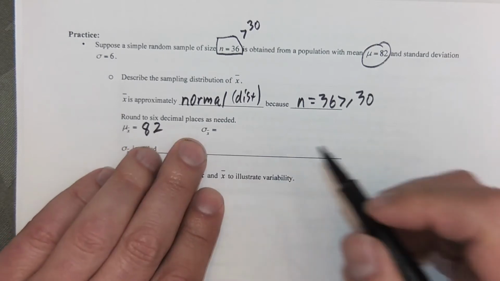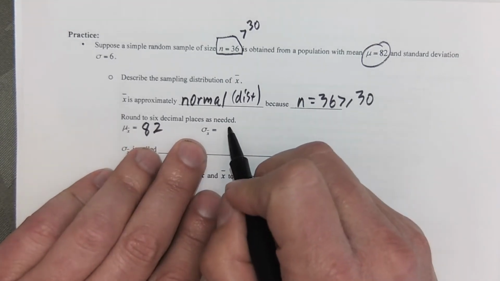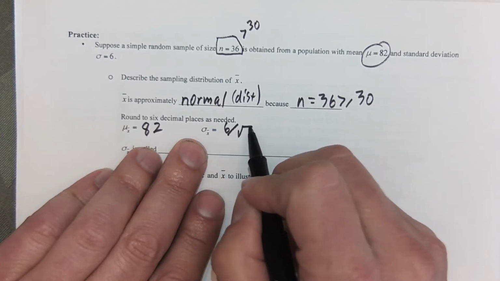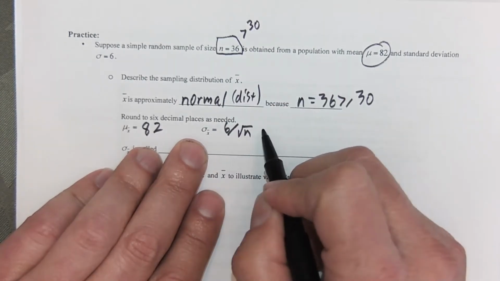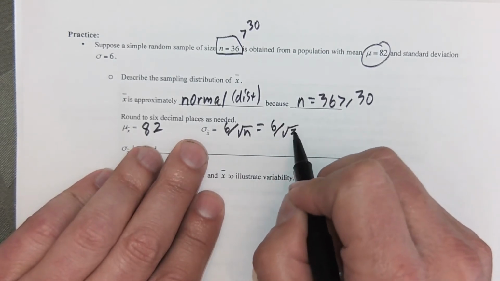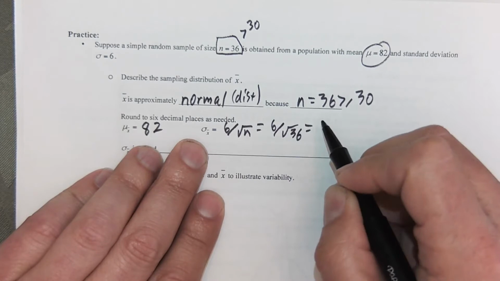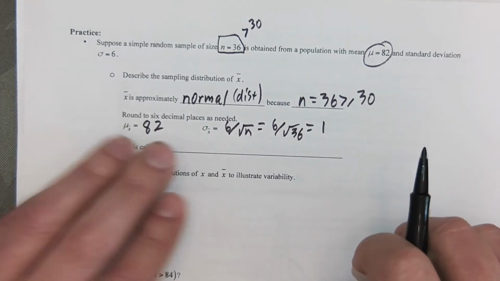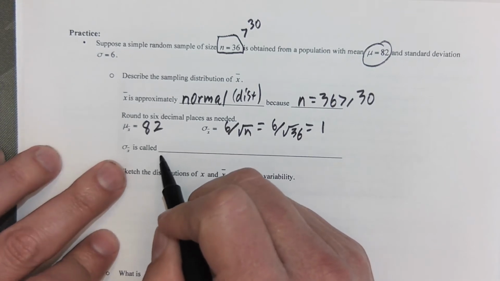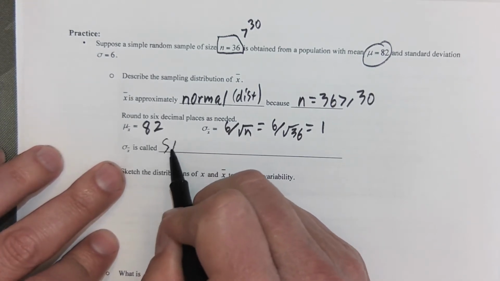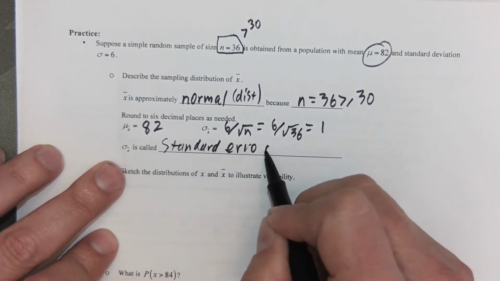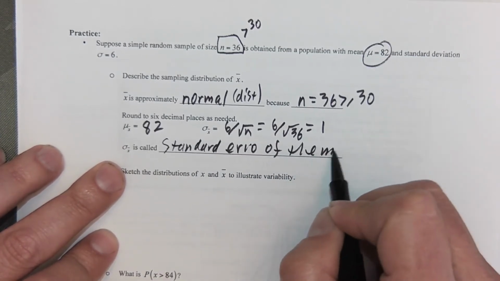But our new standard deviation is not. We're going to take our standard deviation, which is 6 in this case, and I'm going to divide that by the square root of n, which is 6 over root 36. Root 36 is 6, of course, so 6 over 6 is 1. And once again, this is called the standard error of the mean.